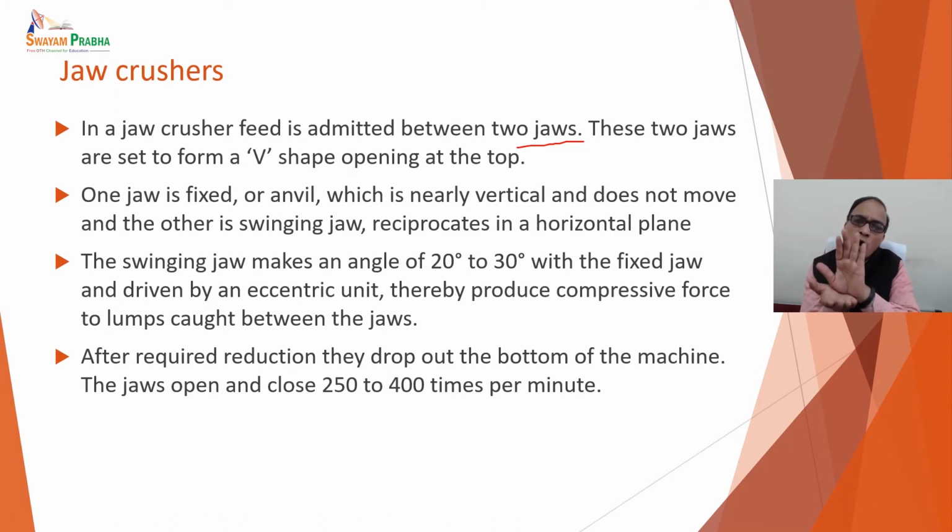The swinging jaw makes an angle of 20 to 30 degrees with the fixed jaw and is driven by an eccentric unit, thereby producing compressive force on lumps caught between the jaws. After the required reduction, they drop out of the bottom of the machine. The jaw opens and closes 250 to 400 times per minute.